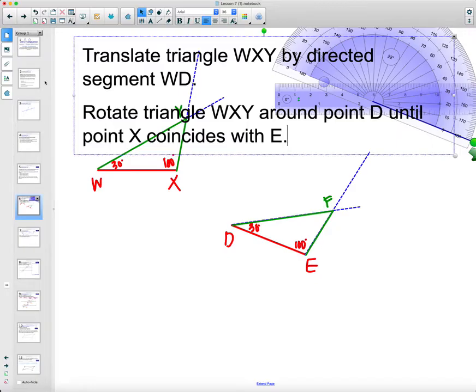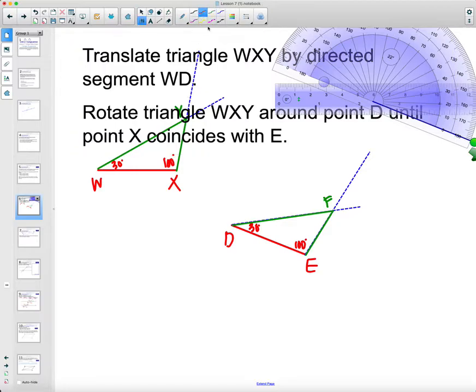So what I've done now is I've shown that W lands on D. Okay, so we've gotten W to go to D through a translation. Then we rotated around that, leaving it the same, and got X to go to E. So kind of the question mark here is, will Y land on F? Okay, will Y land on F? So we know we started with this as a 5 centimeter segment and this as a 5 centimeter segment. Okay, and then we've got these angles the same. So will Y land on F?